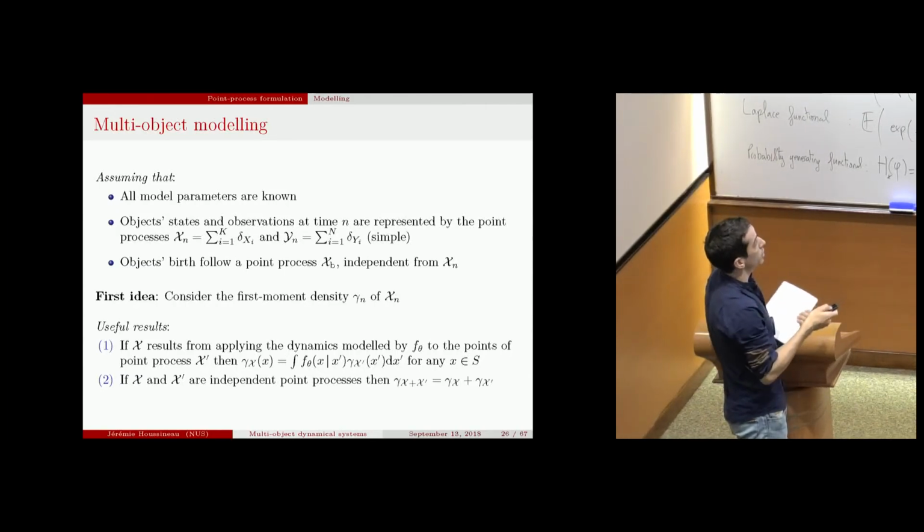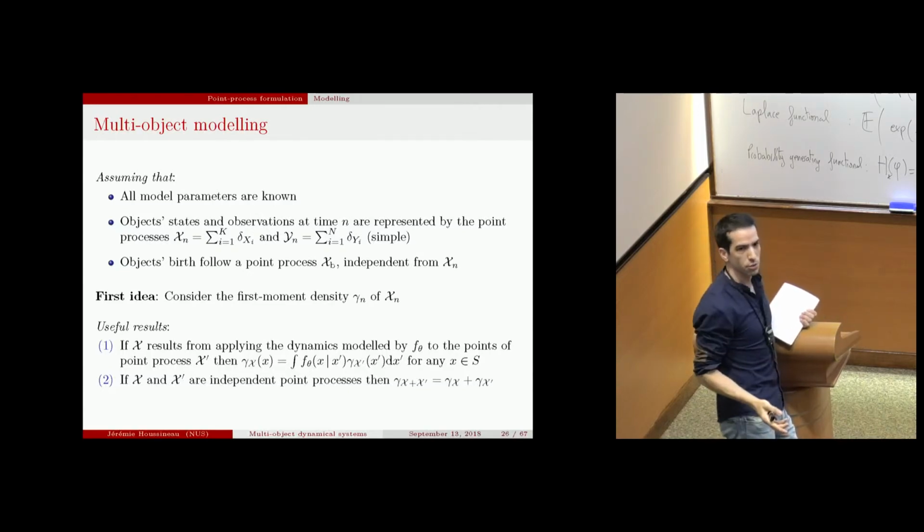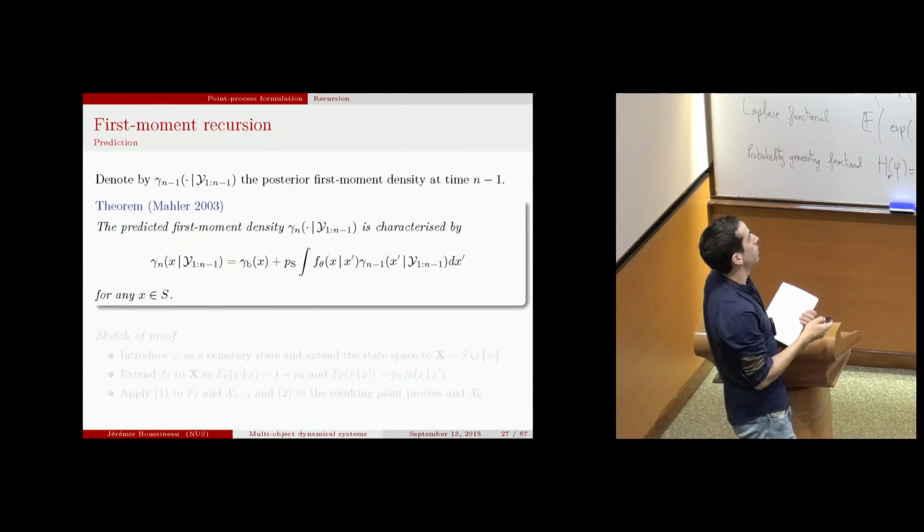And so these two results together, we can apply dynamics to our points, and we can add some independent point process to this. Basically, we've solved prediction already. So this is a result due to Mahler.